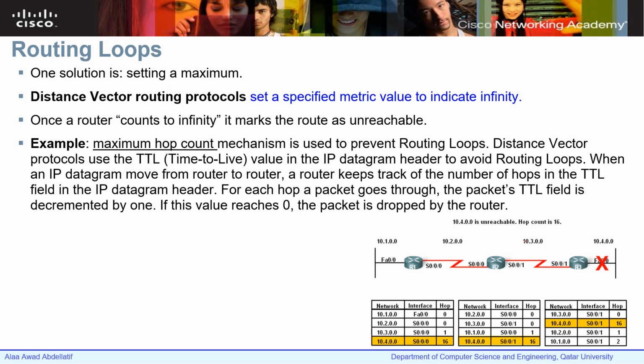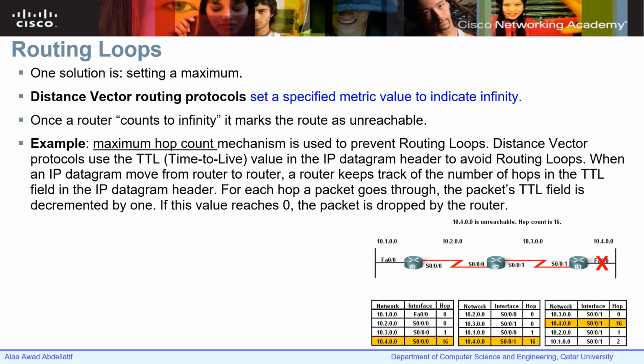How can we solve basic routing loops? We have four main methods to solve these routing loops. The first one and the most simple one is setting a maximum. What do we mean by setting a maximum? We will add a new metric which is the maximum hop count. Okay, so the maximum hop count will be used to prevent routing loops.